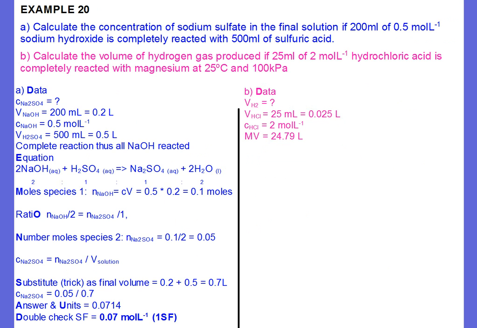We want to find the volume of hydrogen. The volume of hydrochloric acid is 25 mL or 0.025 litres, the concentration of the hydrochloric acid is 2 moles per litre, and the molar volume at 25 degrees and 100 kilopascals is 24.79 litres. So the next thing to do is E, the equation, but just note it says the hydrochloric acid is completely reacted, so that means we know all the hydrochloric acid is used up, so this entire moles of hydrochloric acid has been used up.